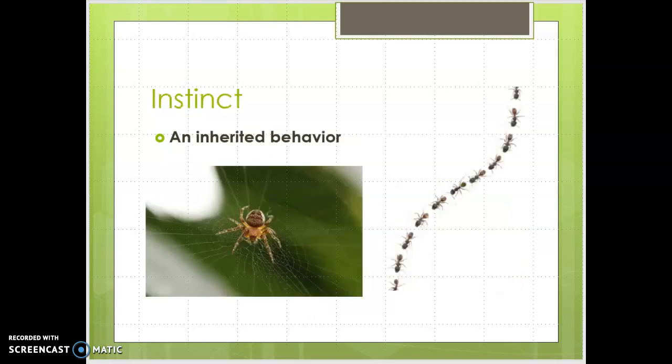And our last word that we're going to be looking at is instinct. That's an inherited behavior. That means that you have this automatic response to something. So, for example, an instinct that the spider has is that the spider needs to build a web. The ants have the instinct to march in their lines and collect food to defend the colony. Those are inherited behaviors. They're instincts, things that they know they have to do.